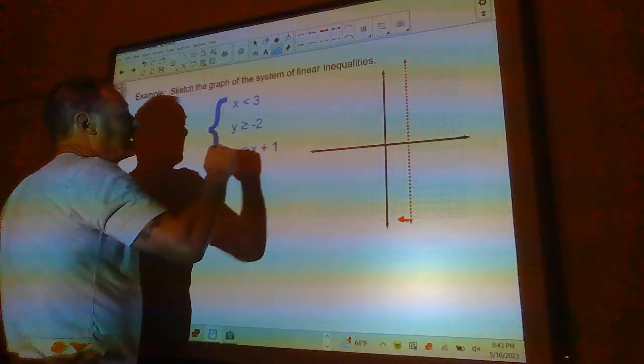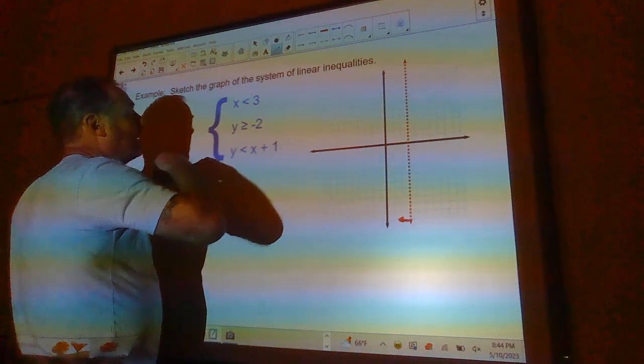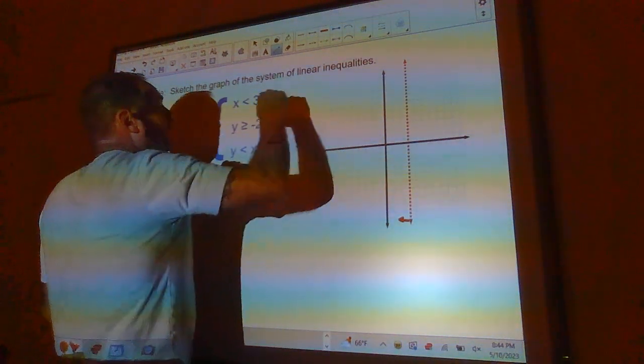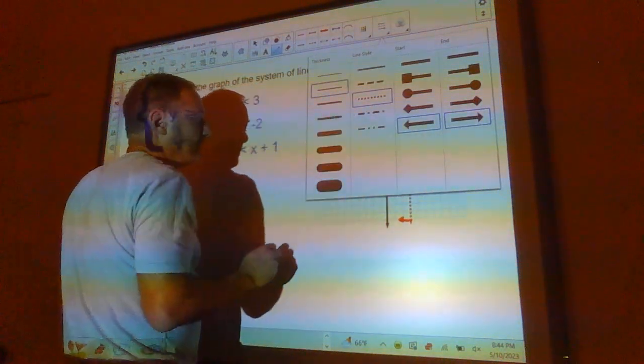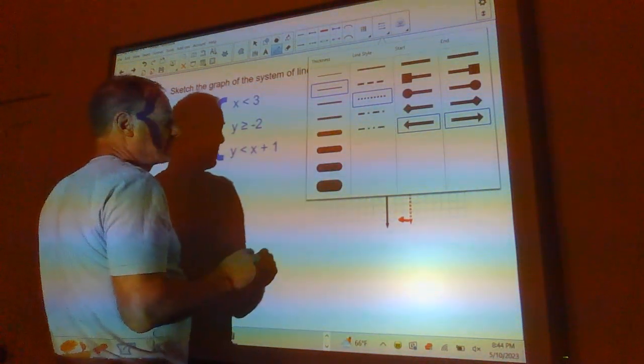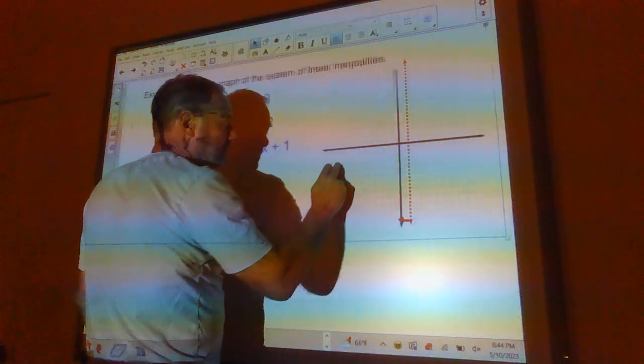I'm going to go back and get another line: y is greater than or equal to -2. This time the line has to be solid, because it's greater than or equal to -2.